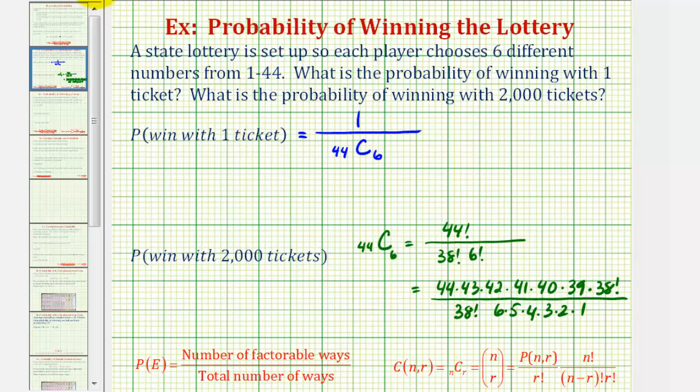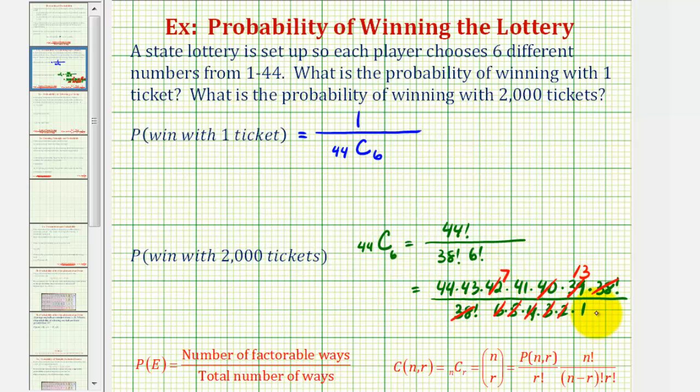So now 38 factorial over 38 factorial simplifies to 1. And then notice that 5 times 4 would be 20 times 2 would be 40. 40 over 40 simplifies to 1. And then 3 divides evenly into 39. There's 1 3 and 3 and 13 3s in 39. 6 divides evenly into 42. Since 6 times 7 is 42, there's 1 6 and 6 and 7 6s in 42.